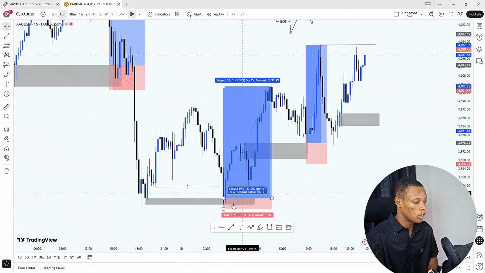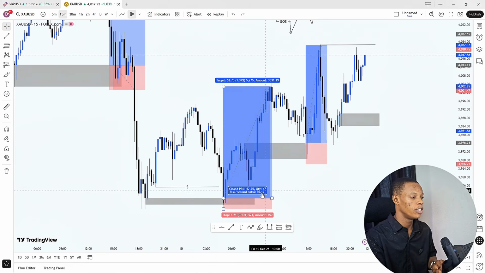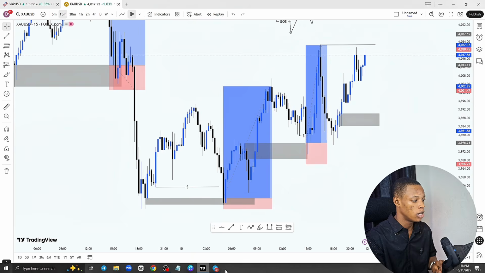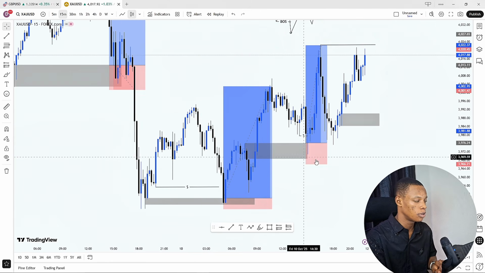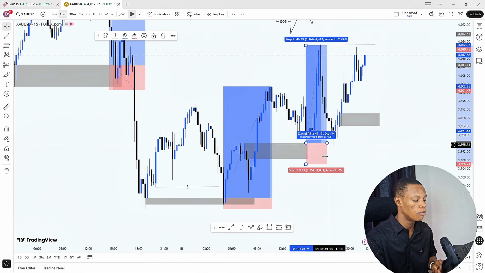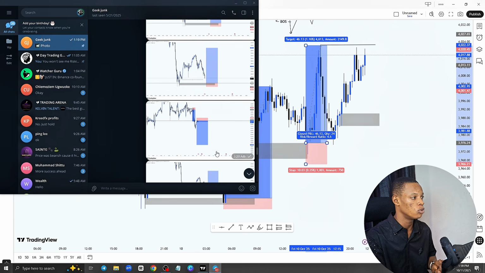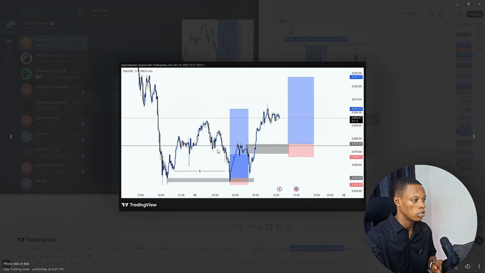This was a buy trade I took right here. This very trade gave me 10 RR. Now, this was when I had the opportunity, when I had the setup. Now, this is another buy I took. This other buy gave me 4 RR. And this was when I had the buy opportunity right here.